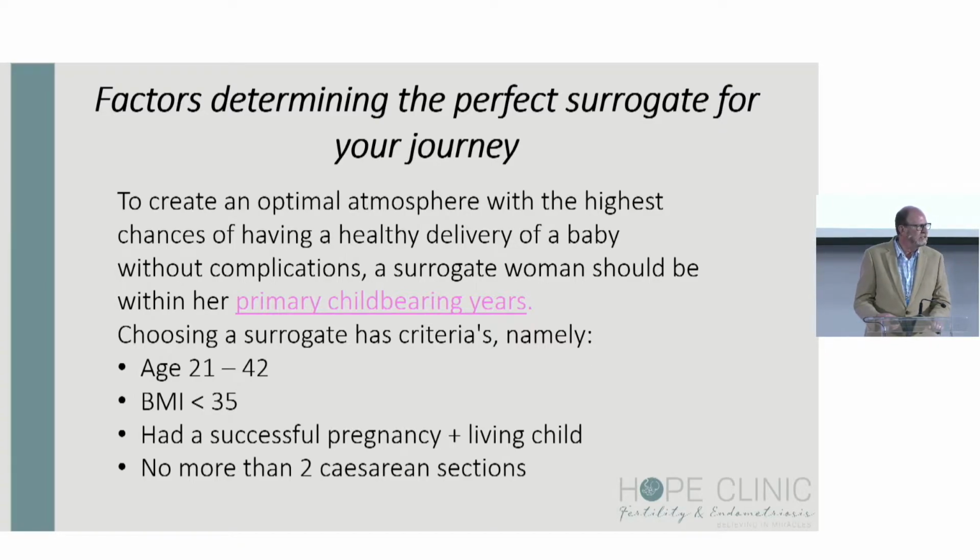And then their BMI must be less than 35. Personally, I think even 35 is very high because we know that the higher your BMI, the bigger the chances of a miscarriage. And then she must have had a successful pregnancy herself, plus she must have her own living child. And then she mustn't have had more than 2 previous cesarean sections.